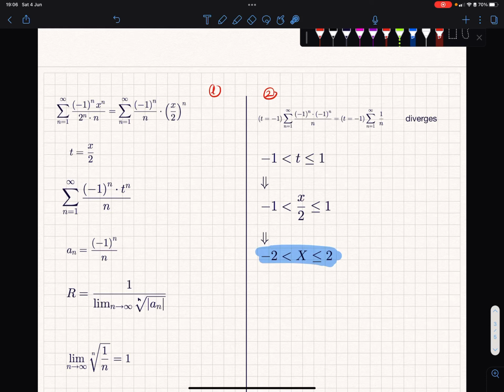Hello guys, so we're going to show two examples about power series tests and show what their radii are, and when they converge or diverge, and let's get into it.